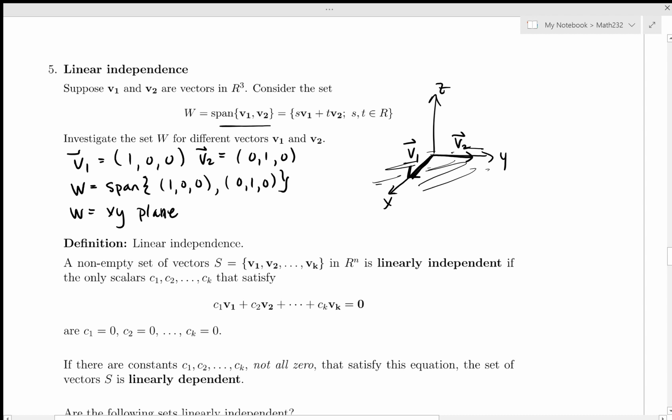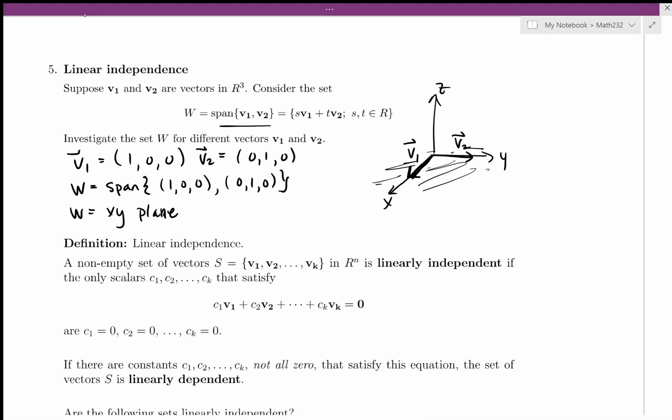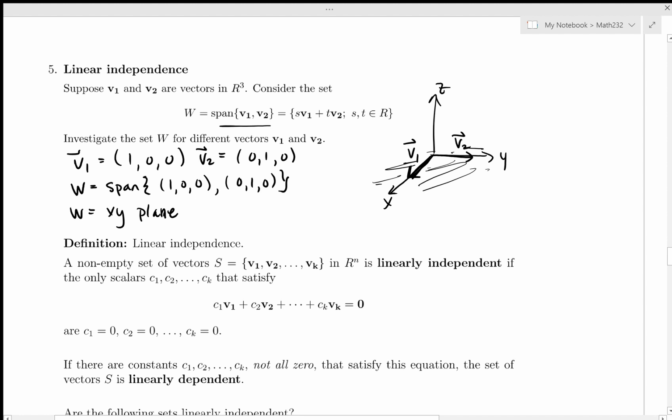Okay, we could do another example. Just change the color so we don't get any confusion here. So let's just do another example. What if I were to take these two vectors here? I'm going to do the same exact axes. I'm going to have here X, Y, and Z. And then I'm going to take two vectors. I'm going to take V1 here on the Y axis. So that's going to be V1.